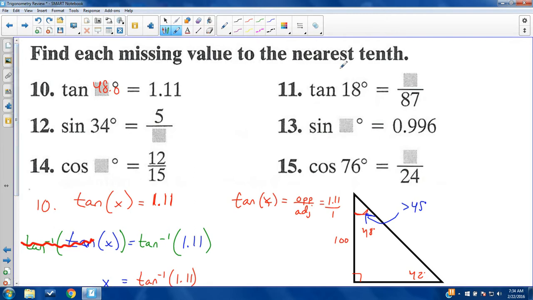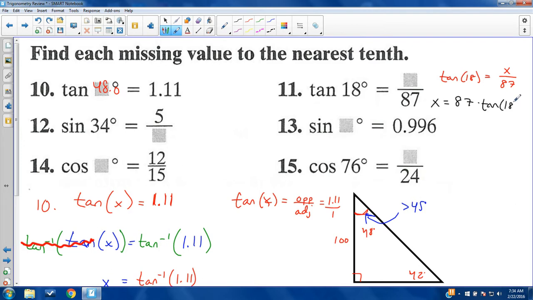Number 11. Now I have tangent of 18 equals blank over 87. Blank I'll call x. To solve for x, very simply, I'm going to multiply both sides by 87. That makes sense? Algebraically speaking, get x by itself. Do that stuff. This is 87 times the tangent of 18.